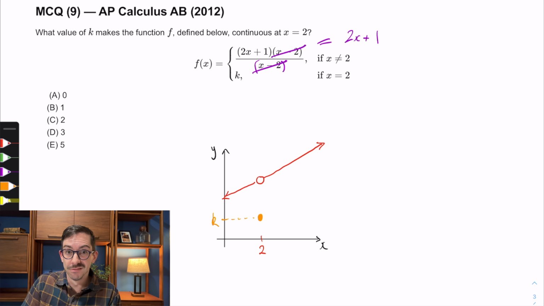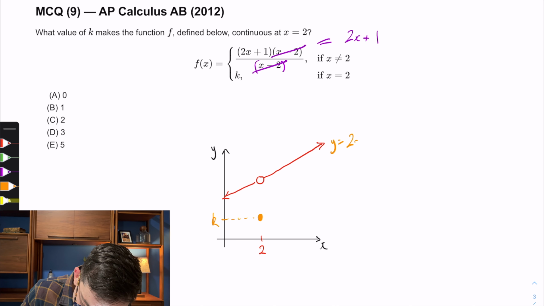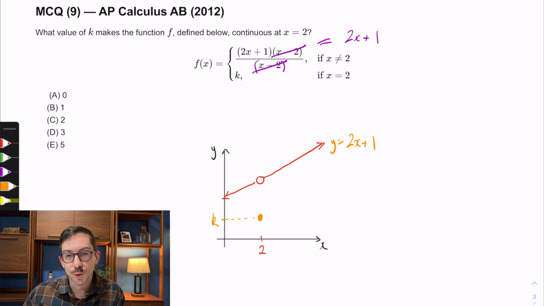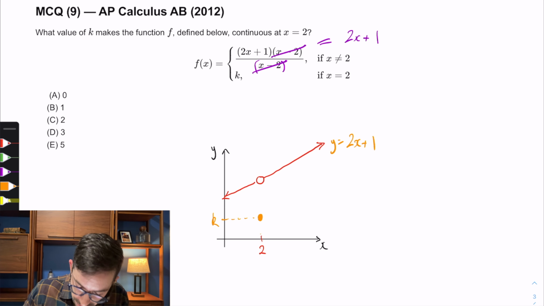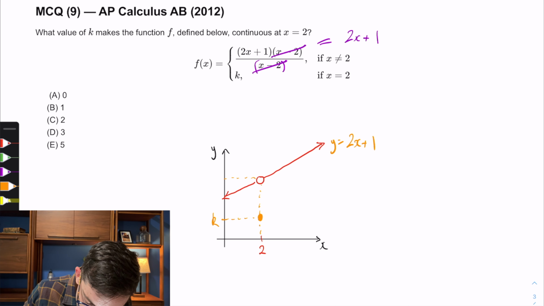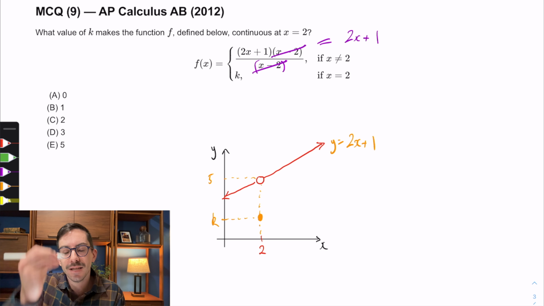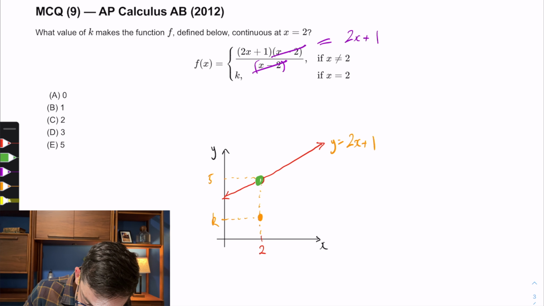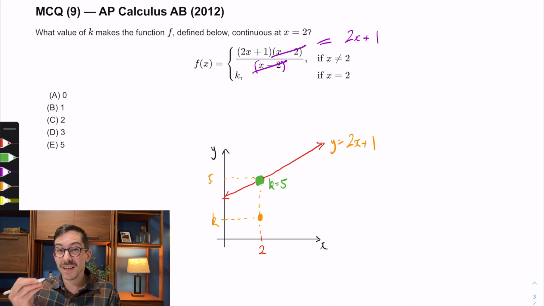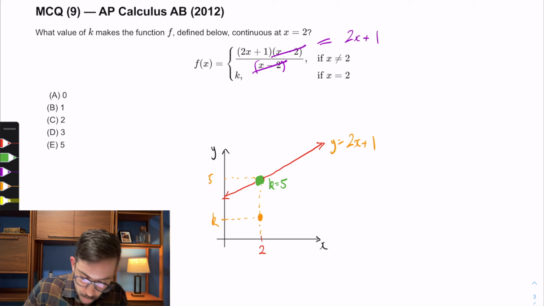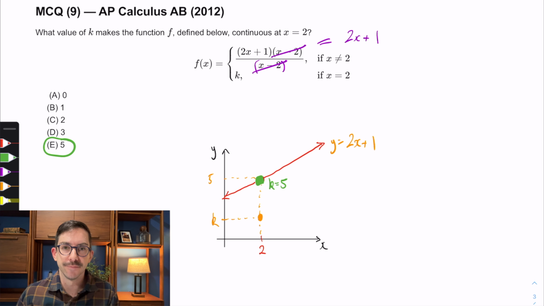Well, the hole in the graph lies on the linear function given by y equals 2x plus 1. So on that linear function, when x is 2, y is 5. So this tells me that if I set the height of that point just right at k equals 5, I'll fill in the hole and the function won't have that jump discontinuity. So my answer is 5.